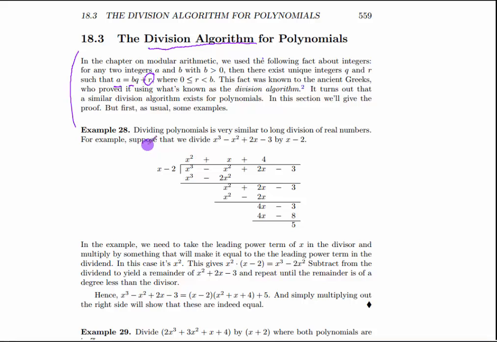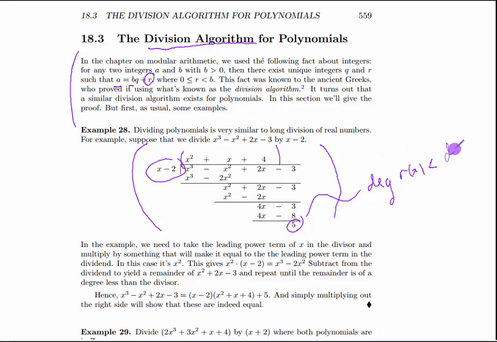Here's an example of a long division, and I assume that you've seen this in high school. If not, you can review here and look at some other examples on the web. So here we have the polynomial being divided, here we have the divisor, and here we have the remainder. And we notice that the degree of the remainder is less than the degree of the divisor.